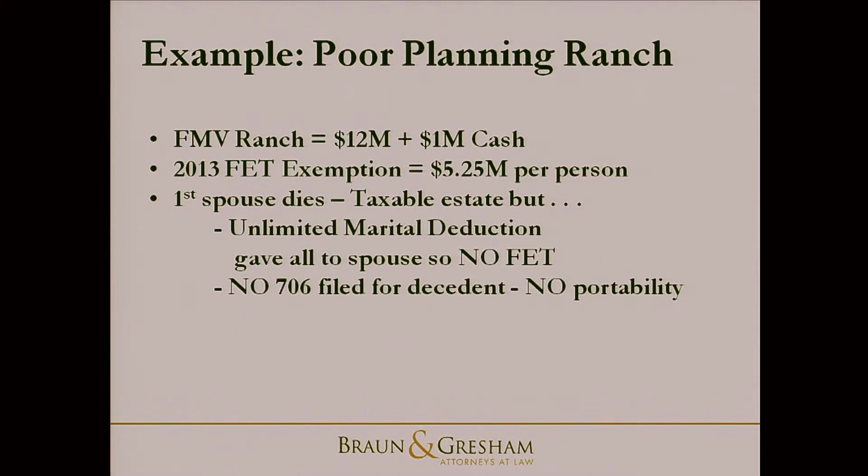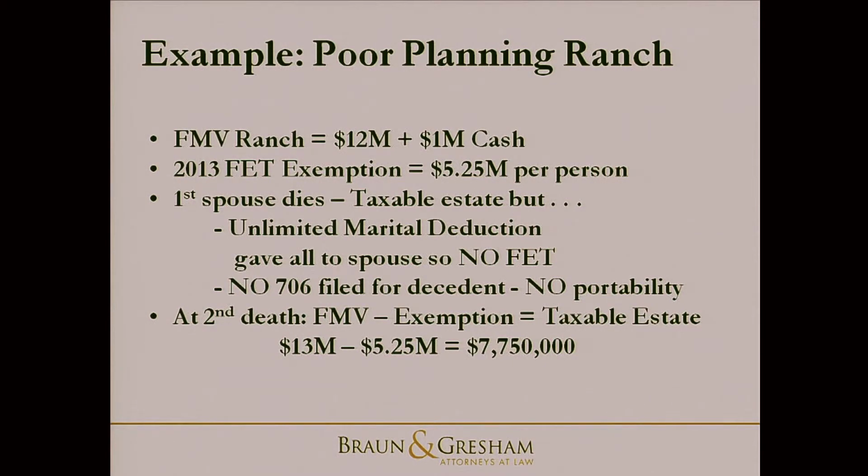But the poor planning folks did not file the 706 at the first death, at husband's death. And as a result of that, the husband's exemption amount goes unused. It's not portable to the survivor. So what happens at the second death then? Wife shortly joins husband in the great beyond, and kids are left to tally up the size of the estate. Well, $12 million ranch and $1 million in cash, but they can only use mom's $5.25 million to shelter from the estate tax. So that means there's a taxable estate of almost $8 million.